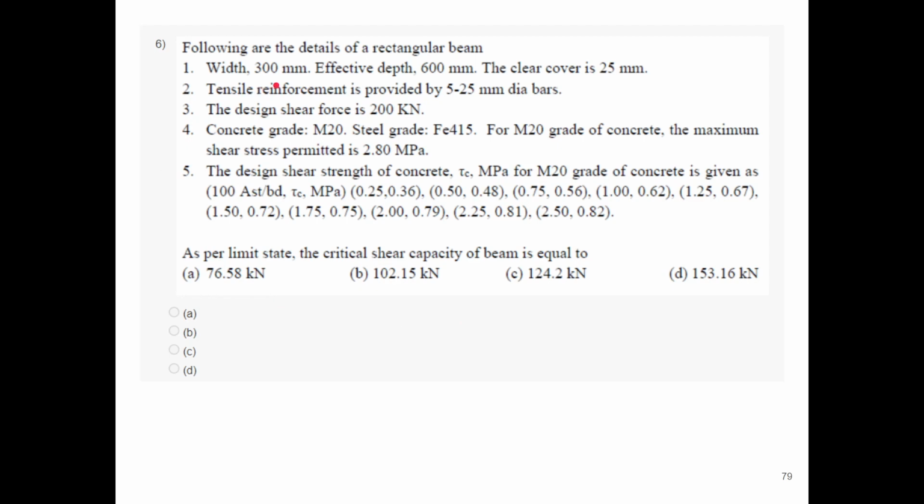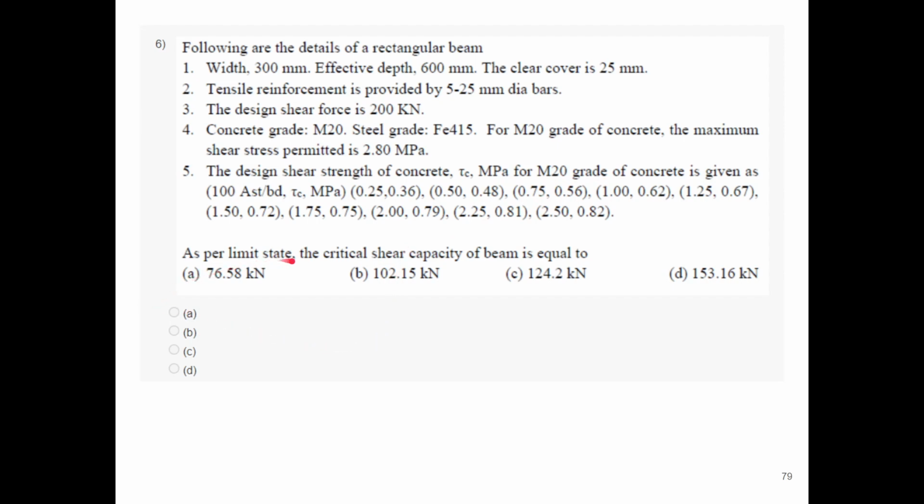Sixth question. Following are the details of a rectangular beam with 300 mm width, effective depth 600 mm, clear cover 25 mm, tensile reinforcement 5 bars of 25 mm, design shear force 200 kN. So basically the same only. M20, steel grade Fe415. For M20 grade of concrete, maximum shear stress is 2.8 megapascal, right? And these are the tau c values with respect to pt value for M20 grade, okay?